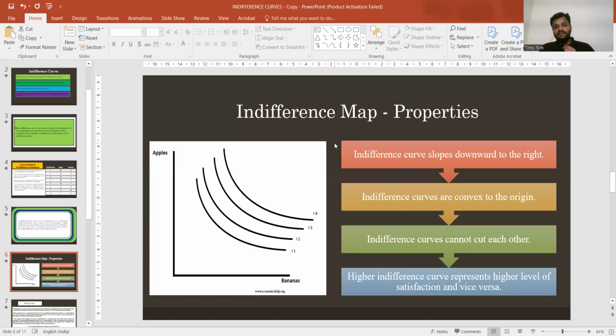When we look upon the indifference curve, we can see that it slopes downward to the right. It is convex in shape. At the same time, indifference curves never intersect each other, and they never touch either axis. And as we conveyed in the beginning, a higher indifference curve shows a higher level of satisfaction, and a lower indifference curve shows a lower level of satisfaction. So these are the major properties of the indifference curve. I hope this part is very clear to you. Thank you so much.